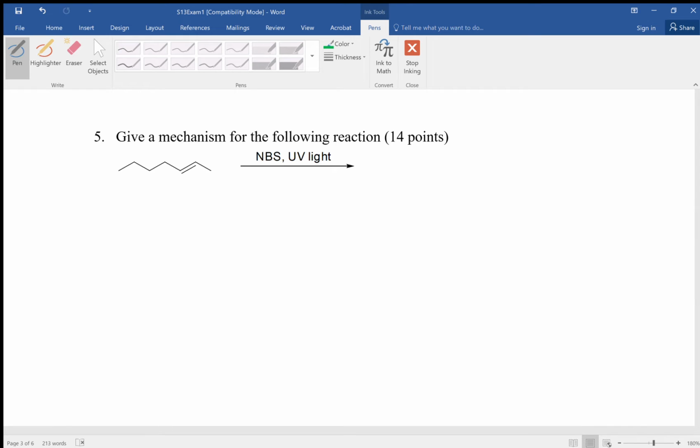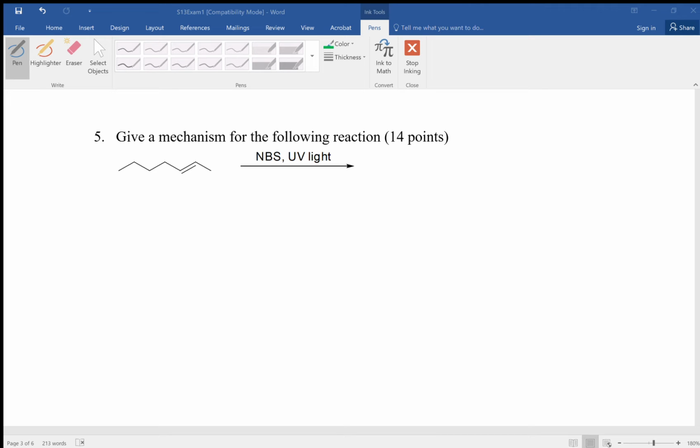All right, in question 5, we're looking for a mechanism for the reaction given below. And this is an addition to an alkene, and specifically it's an addition to an alkene using NBS and UV light. And those reagents should immediately lead us to the conclusion that this is a different reaction than what we're used to with bromination.